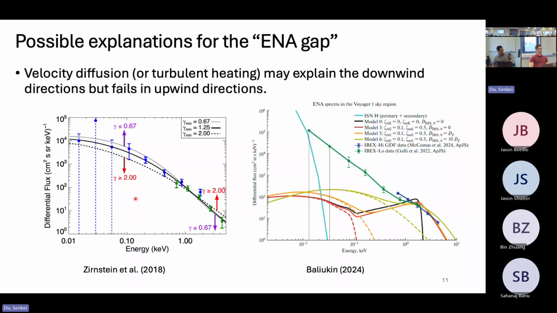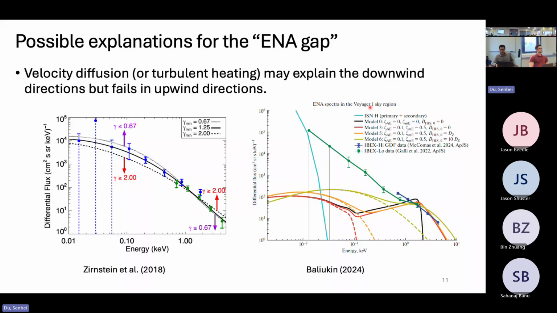And so there's still a problem in the upwind direction that's shown recently from the Moscow group. Basically they include an absurdly high amount of velocity diffusion that's shown in this yellow line, but it's still not going to match the observation. So this is in the upwind direction, so this is the Voyager 1 direction.